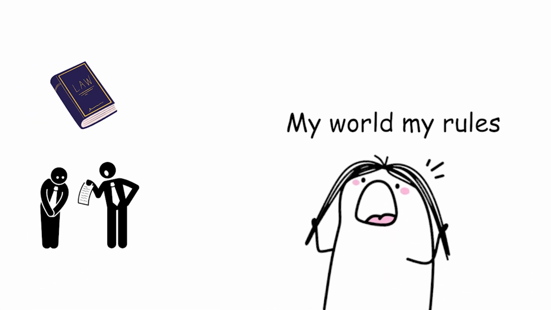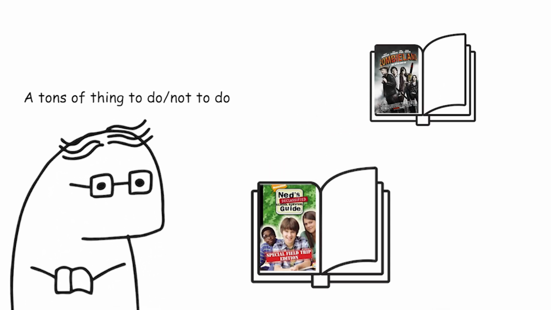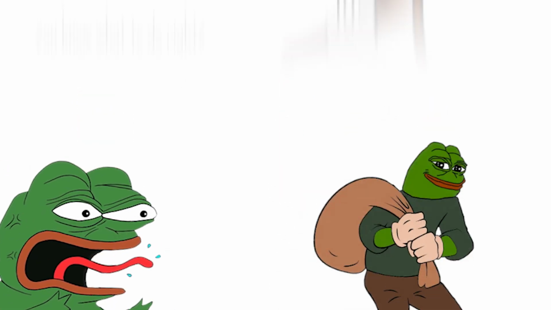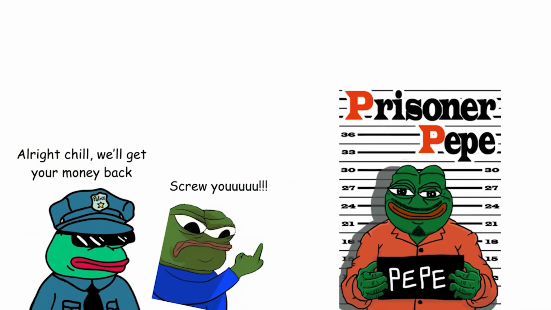Deontic logic. This logic deals with concepts like obligation, permission, and what's allowed or forbidden. It's like a rule book for what should or shouldn't be done. Imagine a framework for moral or legal codes. Example, if you steal from someone, then you ought to return what you stole. Obligation, based on a moral principle.